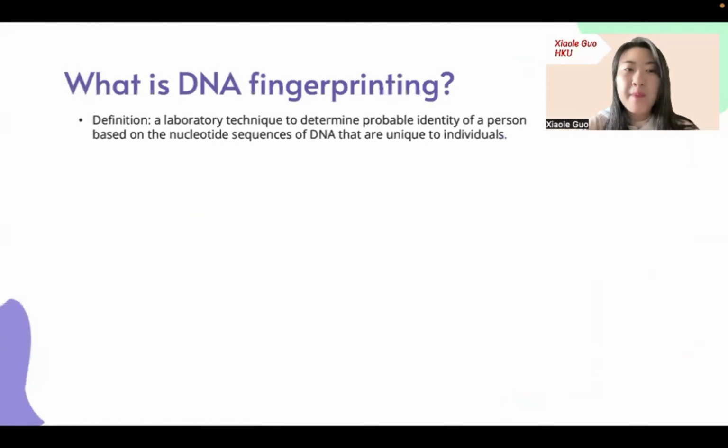Okay, so the formal definition of DNA fingerprint is that this is a laboratory technique to determine the probable identity of a person based on the nucleotide sequences of DNA that are unique to individuals.